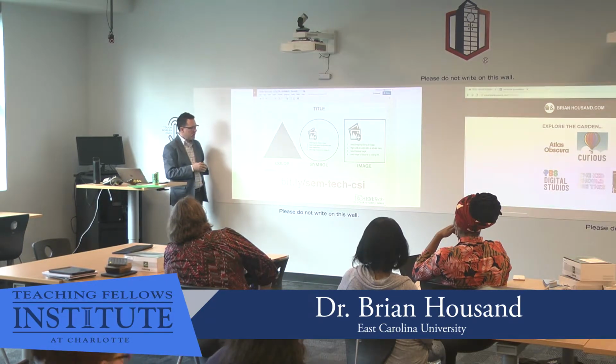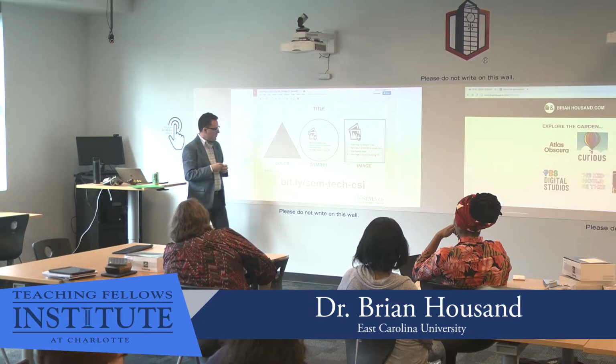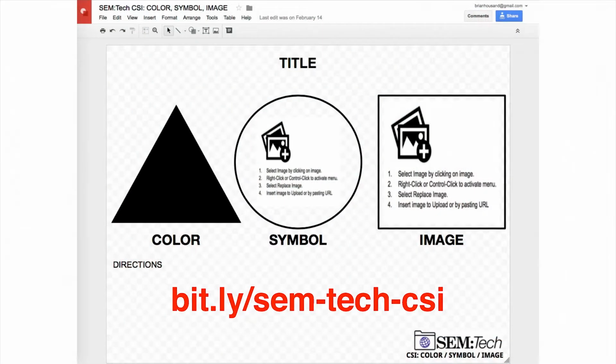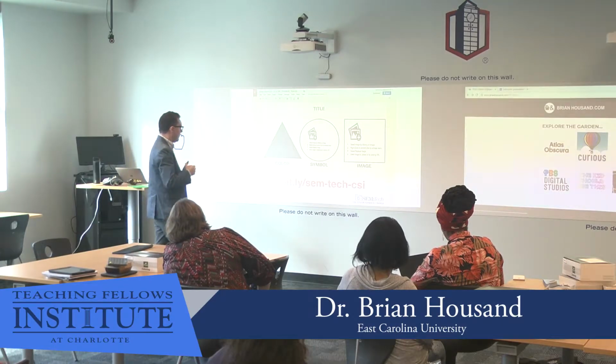The second one that I'll share with you here is a CSI, color, symbol, and image. And all of these are able to be edited and changed when you use that bit.ly link. It'll prompt you to add this document to your Google Drive folder. And so you can make a copy of that.